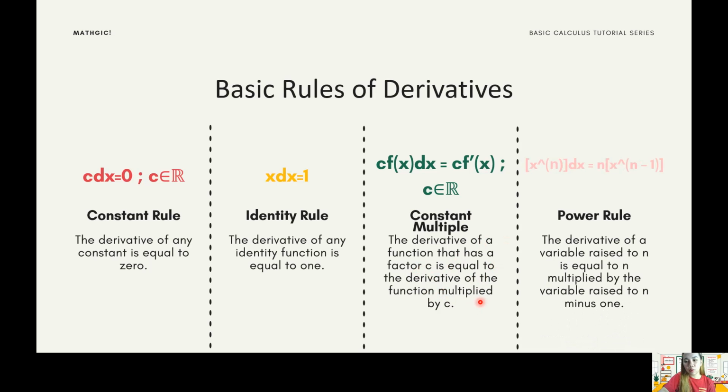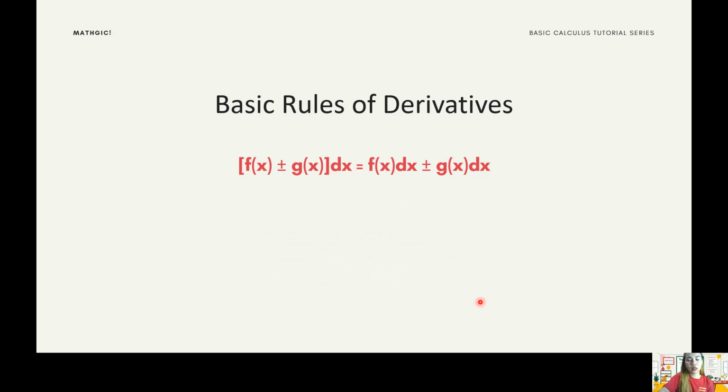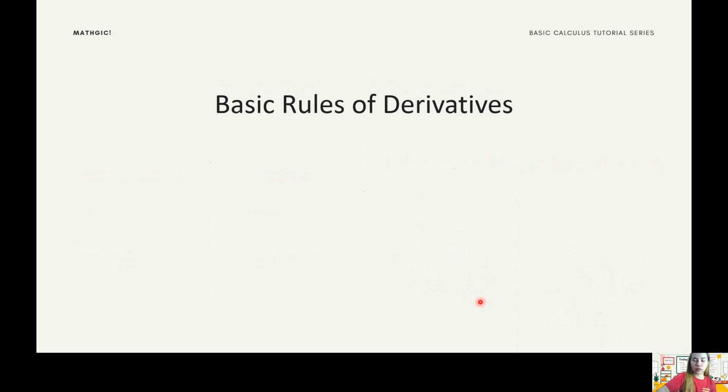Fourth rule, we have the power rule, which states that the derivative of a variable raised to n is equal to n multiplied by the variable raised to n minus 1. The last rule is the addition or subtraction rule, which states that the derivative of multiple functions or terms being added or subtracted together is equal to the sum or difference of the derivatives of the equations or terms. We're gonna understand these rules more by examples I'll be giving.